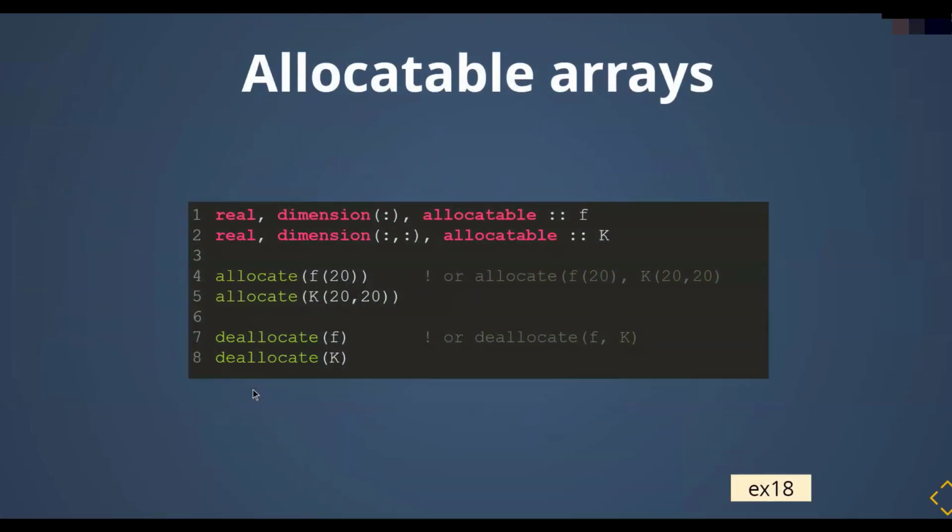So how does it look in code? Here in this example, I declared a floating point variable, and as usual, you can declare it with a dimension like this.